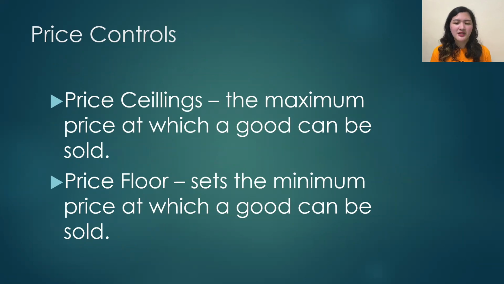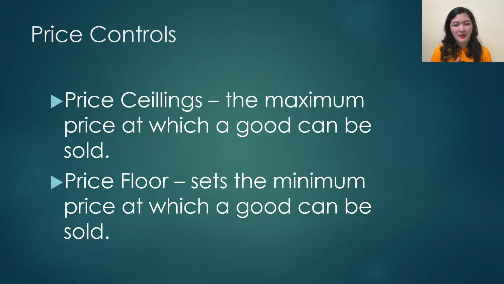Price controls are policies where the government sets limits on the price of a good, regardless of the normal market forces of supply and demand. Price controls can affect the market outcome even though they don't directly impact the demand or supply curves. The key point here is that if the price the government sets is different from the unregulated equilibrium price, this can lead to either excess supply or excess demand in the market. There are two main types of price control policies: price ceilings and price floors.